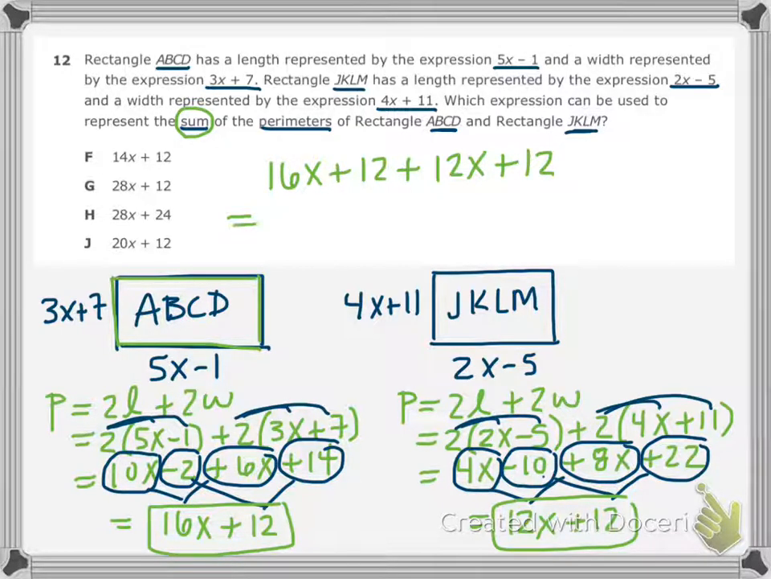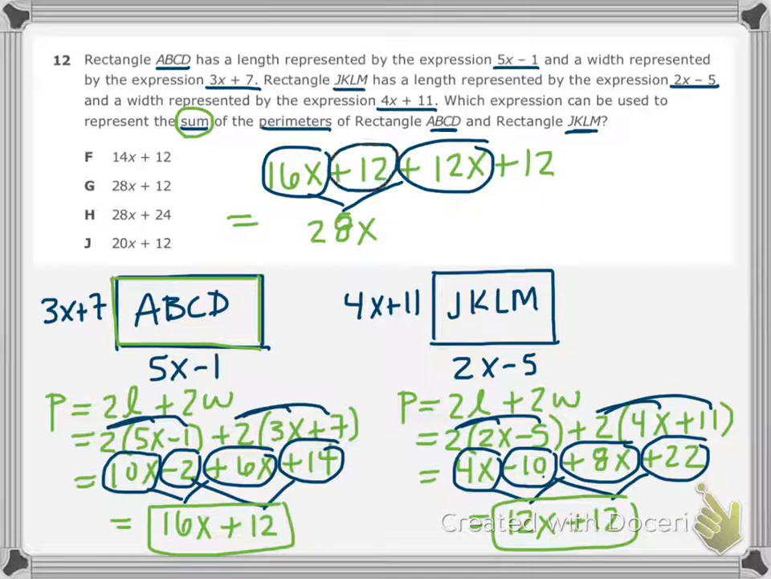Let's go ahead and combine these like terms. 16x plus 12x. Those are going to combine to make 28x. And then we also have the positive 12 and the other positive 12. Those combine to make positive 24. So the sum of both of the perimeters is 28x plus 24, and that would be H.